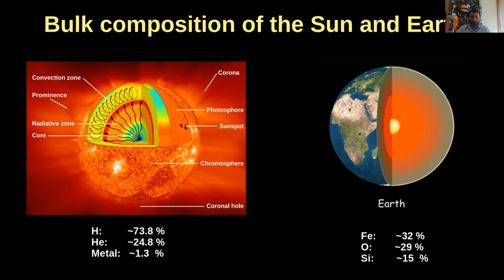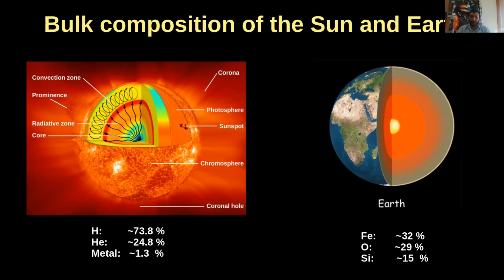And here at the bottom of the figure, you can see the composition of the Sun. The Sun is made of mostly hydrogen, almost 74% of it. Then the second most abundant element is helium, which is around 24 point something percent. And then the rest, which is less than 1.5%, is metals. In astronomy, usually we call metals everything that is heavier than helium and hydrogen.